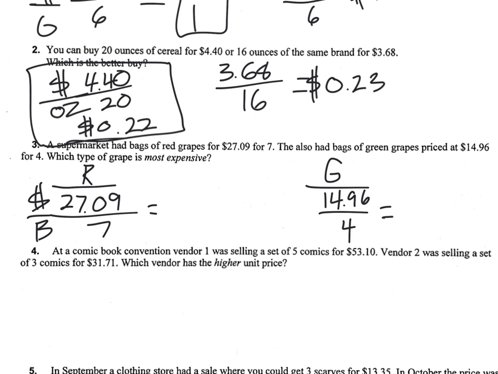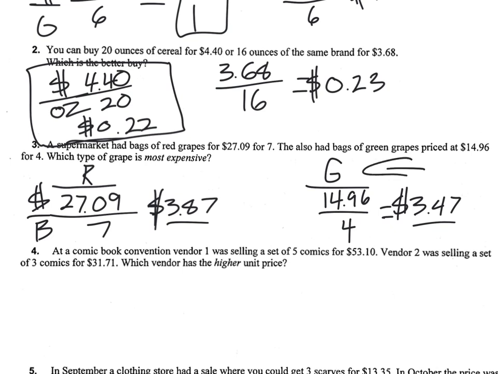And we're going to go $27.09 divided by 7. And we get $3.87 for a bag of red grapes. And $14.96 divided by 4, $3.47 for the green grapes. So, which is the better buy? Your green grapes are your better buy because it is cheaper.